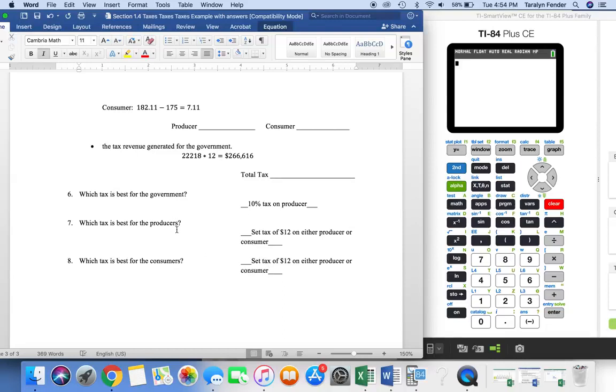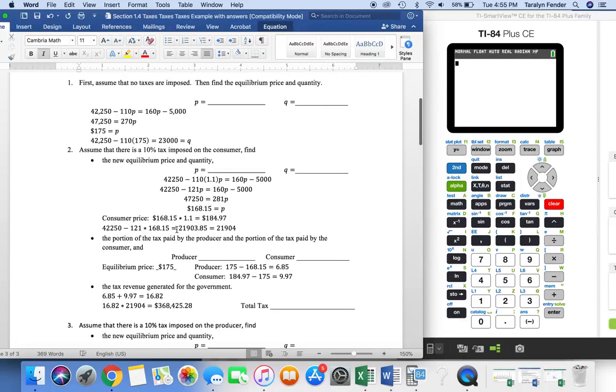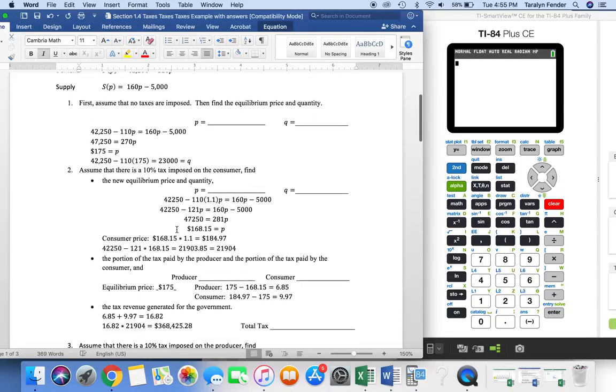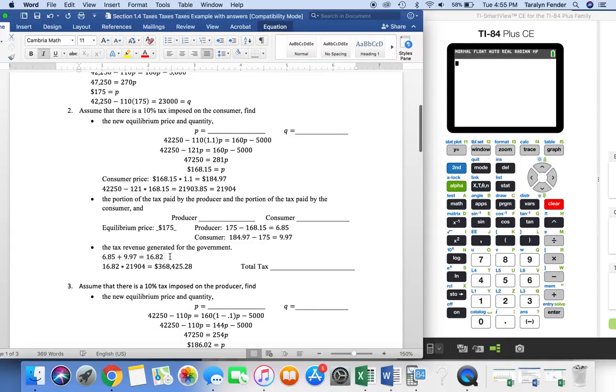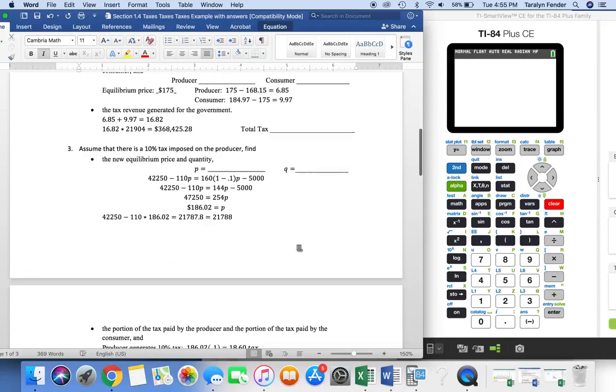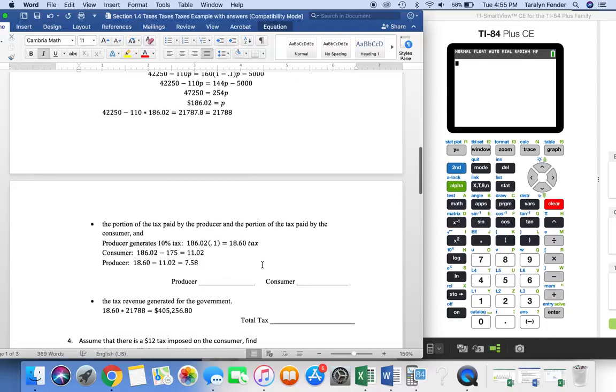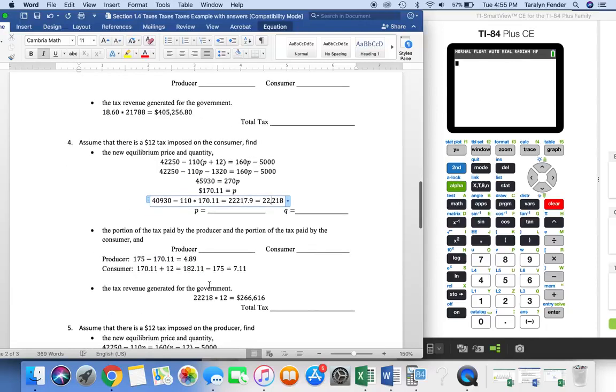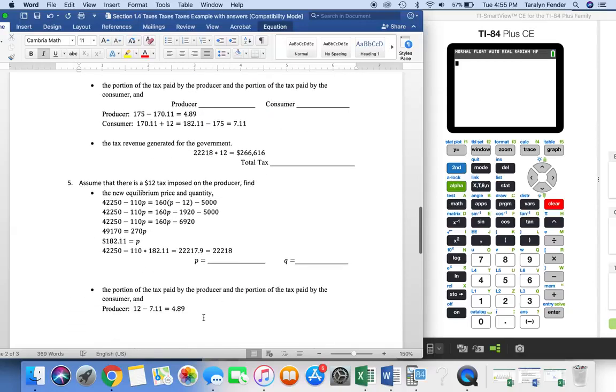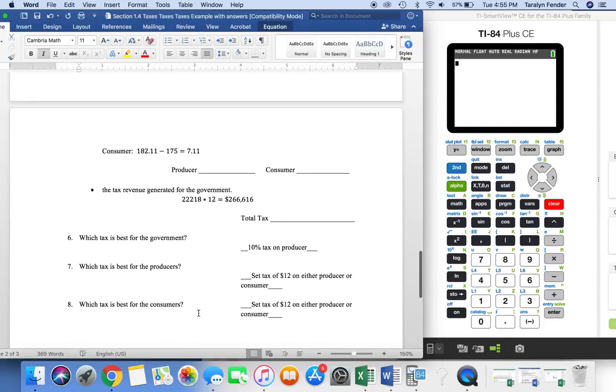So I'm looking for the producer, I'm going back and looking at the tax for producer here, the producer paid $6.85. So I'm looking for anything less than $6.85. So I look at producer here, that's $7.58, that's greater than, so I'm going to go here to number 4, and producer is $4.89, so that's less. I go to number 5, producer is $4.89, that's less. So it's best for the producer when there's a set tax of $12.